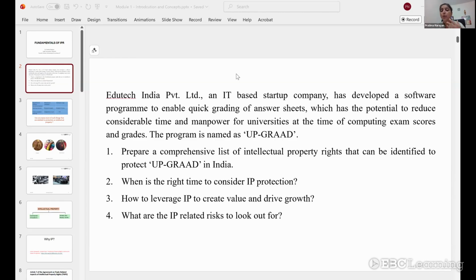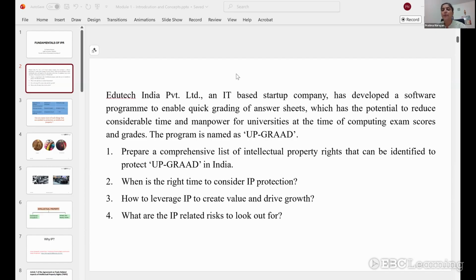What about the third one? How to leverage IP to create value and drive growth? This is a very common question. It is not as per the law or whatsoever, it's more a generic question. How do you leverage? Suppose your client asks you, what is the purpose? Why should I go for all this intellectual property and spend so much money? What is it that I will leverage to create value and drive growth? What are you going to answer? How are you going to convince your client?